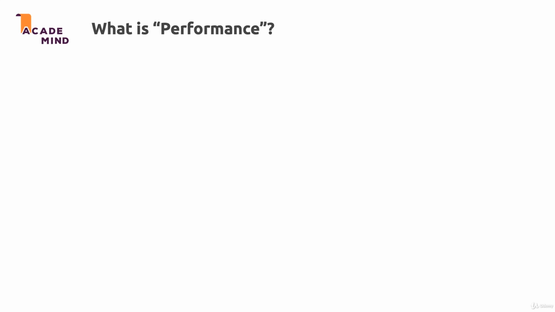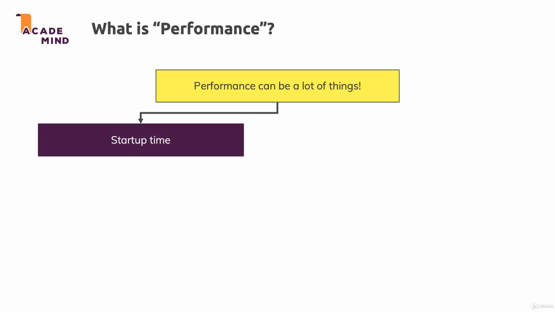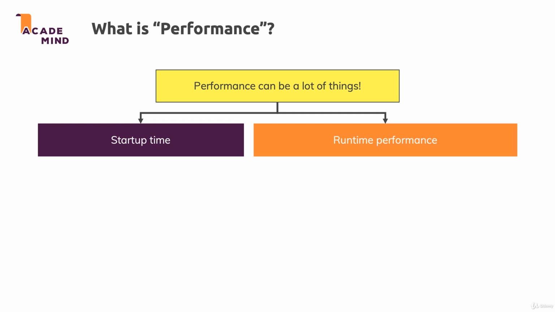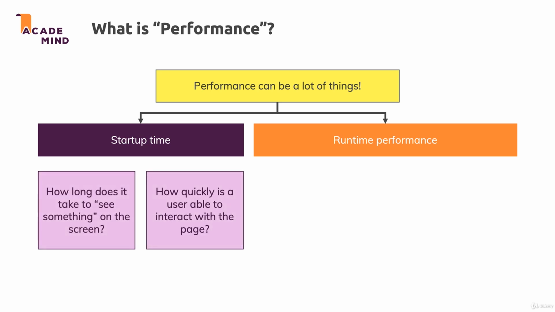So what is performance? Now, when we think about performance in the context of a website we're visiting, performance can be a lot of different things. But I think there are two main categories into which we can split this term performance. We can have a look at the startup time of a website, of a web application, and we can have a look at the runtime performance. Because these are really two different things that, of course, in the end work together and which both matter. Startup time is all about the question, how long does it take to see something on the screen, and how quickly is a user able to interact with the page.